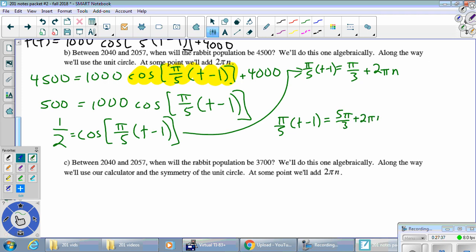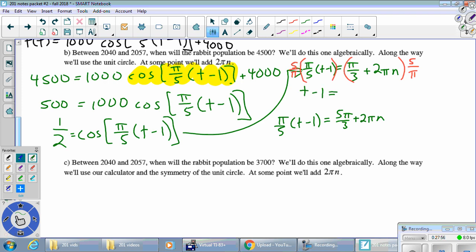Okay, so to solve the first equation for t, first we're going to multiply both sides by 5 over pi. So 5 over pi here, and 5 over pi here. That's going to get rid of the pi over 5. So that's going to leave me with t minus 1 equals.